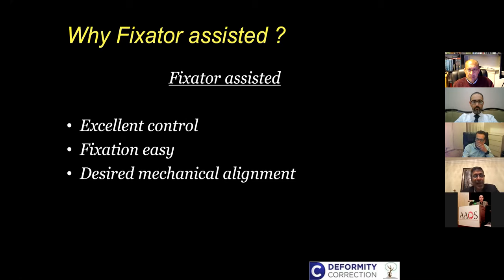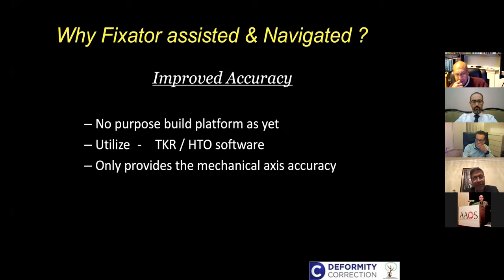Why do we want to do fixator assisted? Because we have good control of the segments. Fixation therefore becomes easier and we can get the alignment exactly what we want. I also tend to add navigation into all my fixator assisted internal fixations because I think this improves the accuracy quite significantly and it's actually pretty good and helpful. As yet, there is no purpose-built platform, so I have to utilize total knee replacement or HTO software. And I must emphasize that it only provides the overall mechanical axis accuracy, and therefore anything else, if you're looking for it, then it won't be possible.